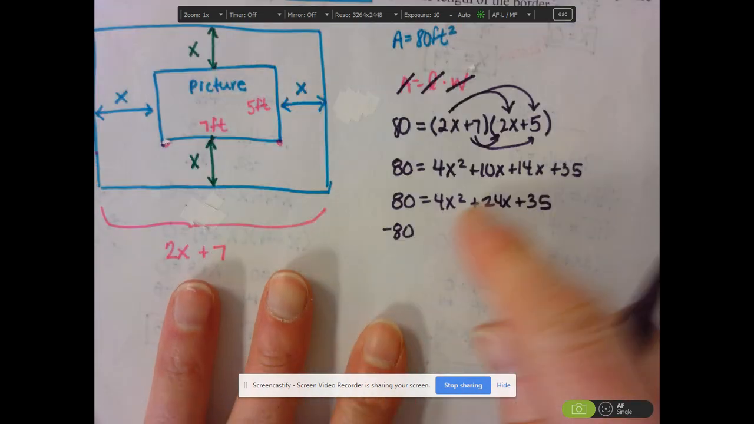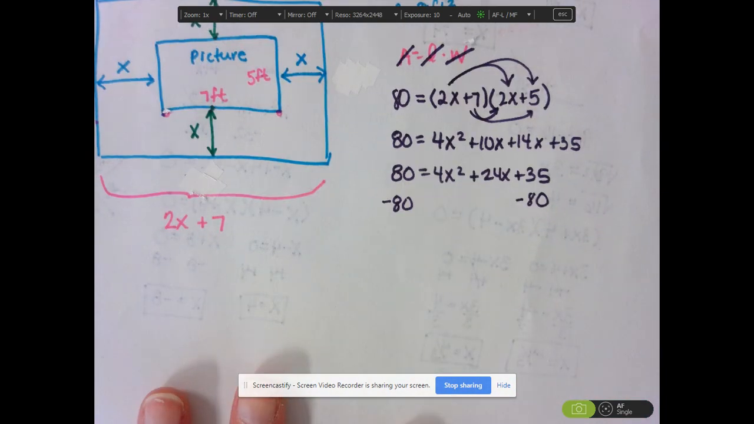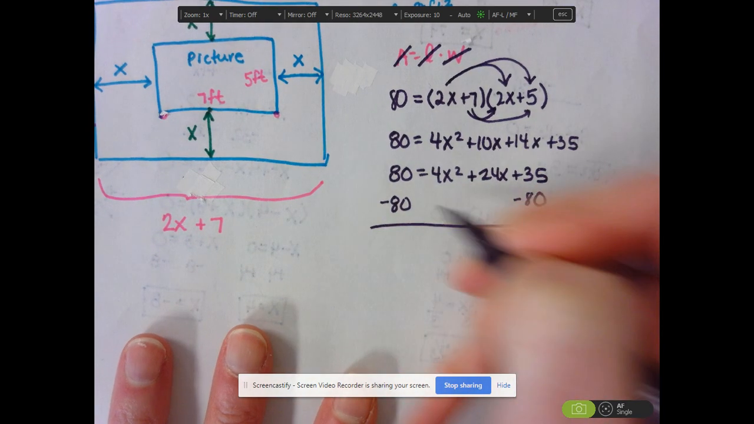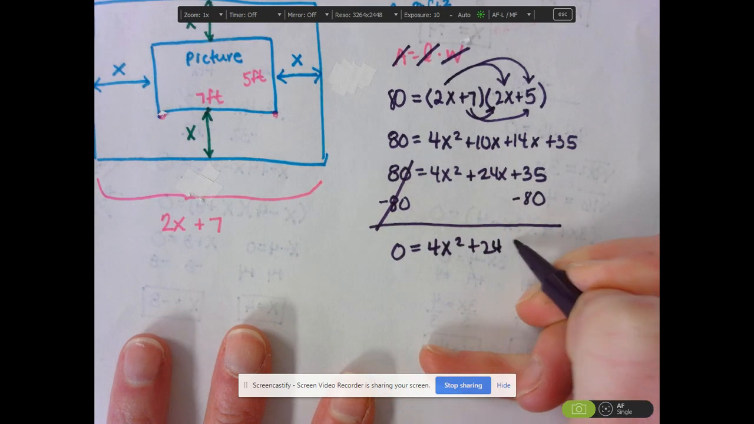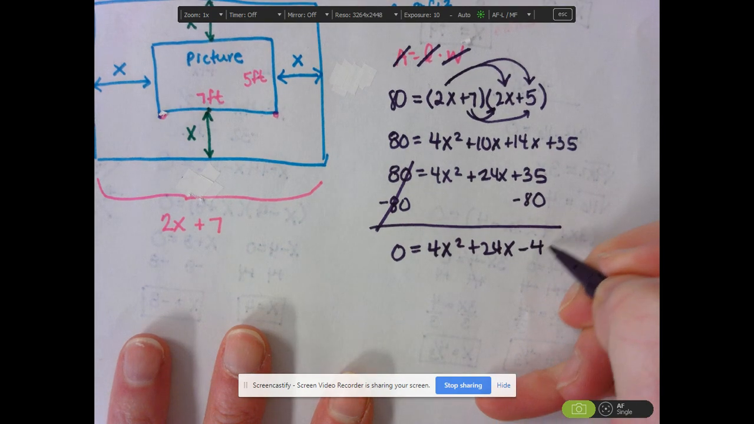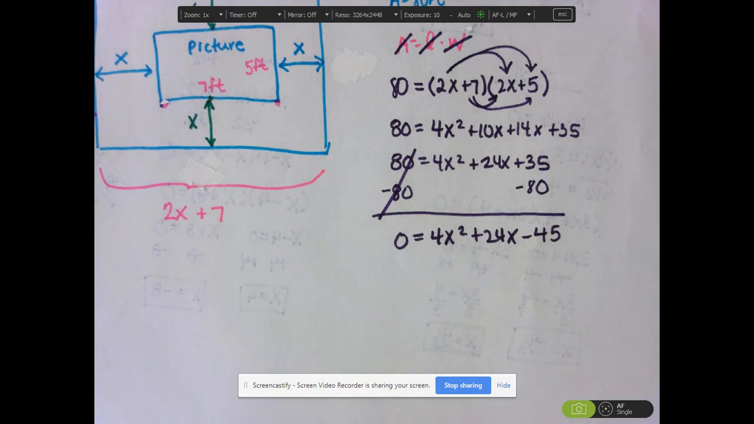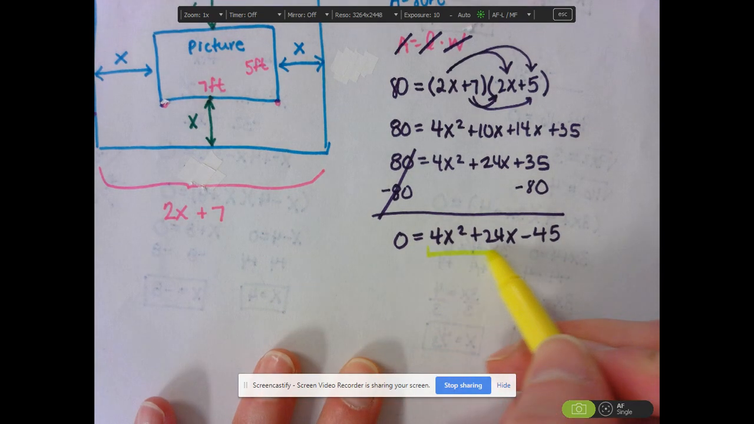Now, 4x squared and 24x are not like 80, so I'm going to put them over with the like term. That's going to give me my 0, 4x squared, 24x, and then 35 minus 80 gives us negative 45. Yes? All right. So once we are there, now you are ready to solve by factoring. Your part is to determine whether this is a long trinomial, short trinomial, a difference of squares, or a GCF problem.